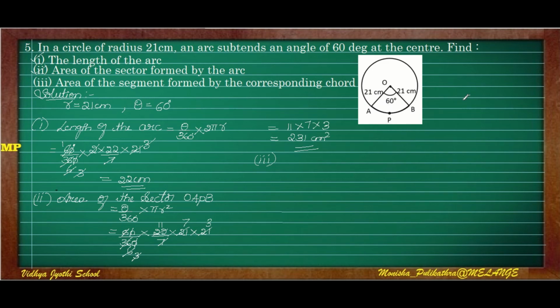For example, I will tell you. So this is the sector, O, A, P, B is the sector, and if I write a chord here from A to B, so this area is formed by this corresponding chord. So we have to find out this APB. This area we have to find out. Okay. So last one is area of a segment. Area of segment formed by chord.